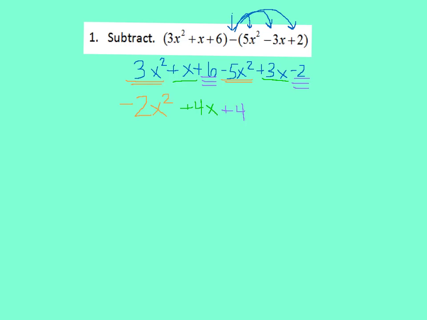So all I'm doing is combining my like terms. Things that can be combined together go together. So my 3x squared minus 5x squared, I have negative 2x squared. This does not change to x to the 4th power. I'm still dealing with x squared and x squared. It's just how many of them I have.